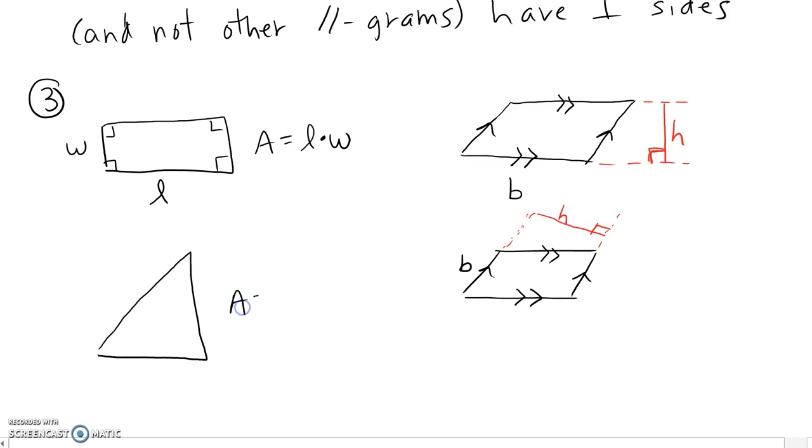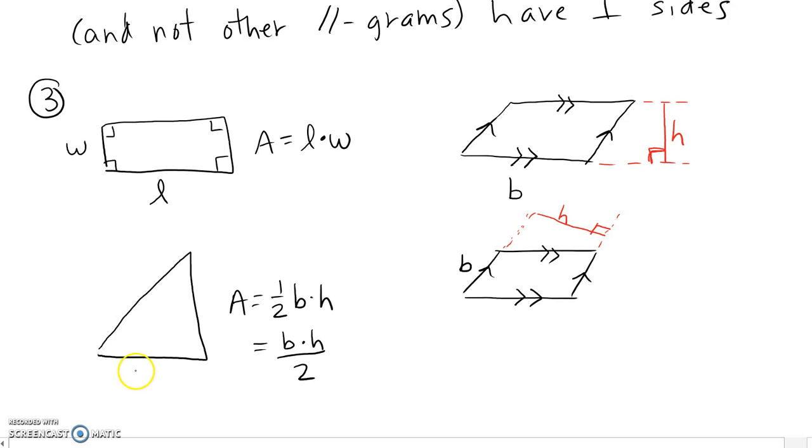And the area is 1/2 base times height, or you can also write this as base times height divided by 2. They mean the same thing. You have 3 different options for a base, but you have to know the perpendicular.